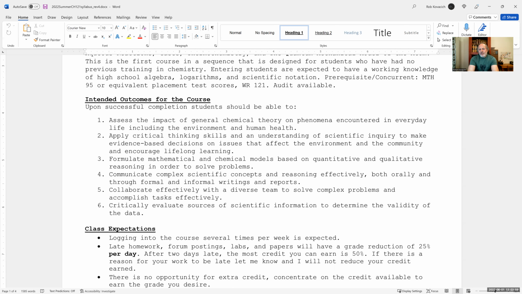And the last thing here is evaluating critical sources of scientific information to determine the validity of the data. We'll be doing that a lot. This is very similar to the second one up here, but for you to be able to talk about something, you're going to need to back it up with a source that means something. And that would, again, be a peer-reviewed journal.